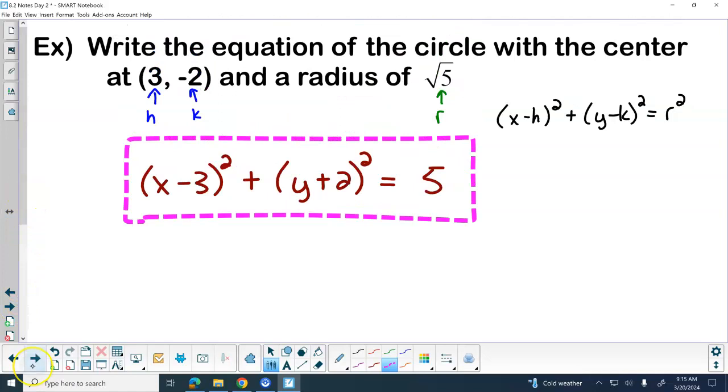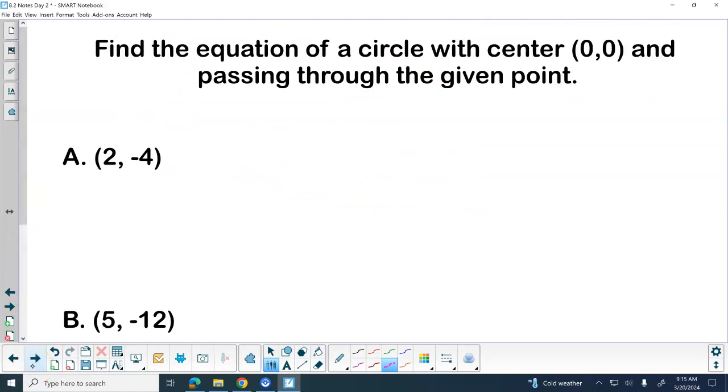Oh yeah, it was. All right, so then let's go to this one. So now we want to find the equation of the circle with the center of 0, 0, and passing through the given point. So once again, my equation is going to be x minus h quantity squared plus y minus k quantity squared equals r squared. This first 0 right here is going to be h. The second one is going to be k.